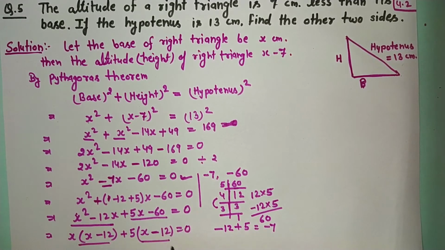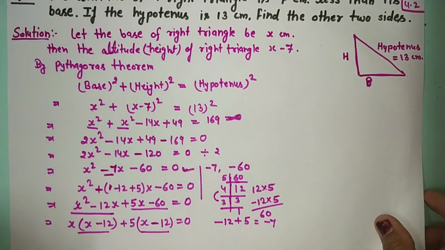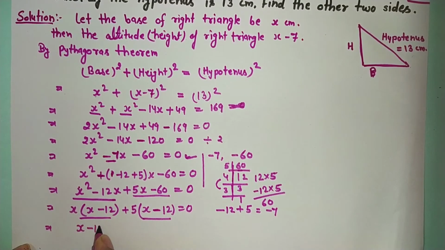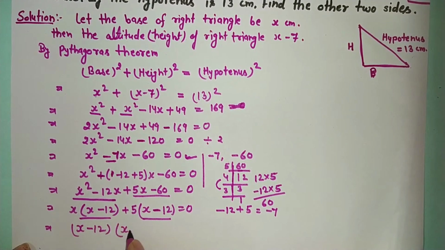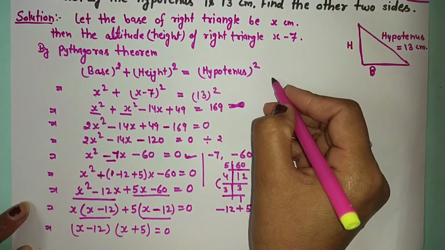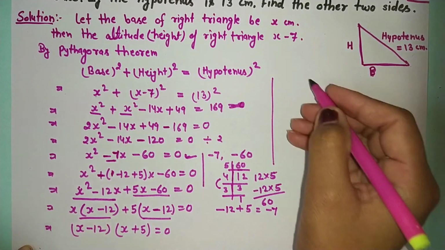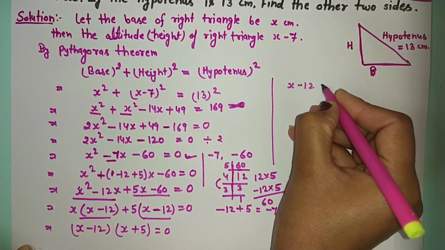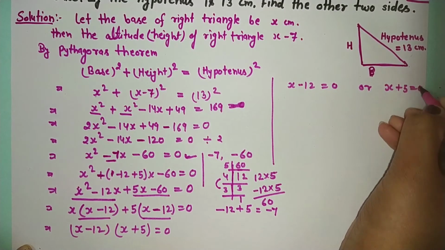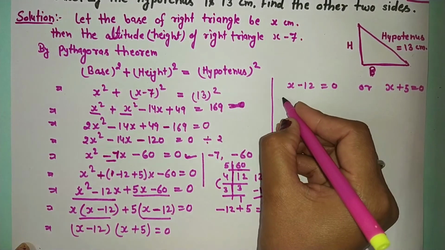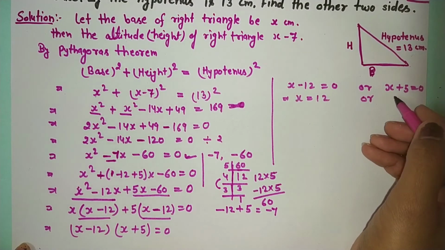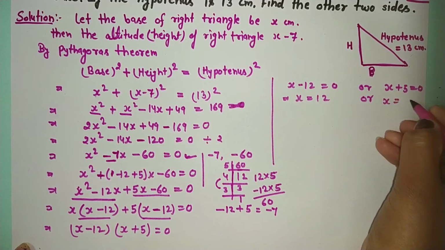Now we take x minus 12 as common in these two terms. The remaining will be x plus 5, so x minus 12 times x plus 5 is equal to 0. When x minus 12 is equal to 0, then x is equal to 12. Or when x plus 5 is equal to 0, then x is equal to minus 5.